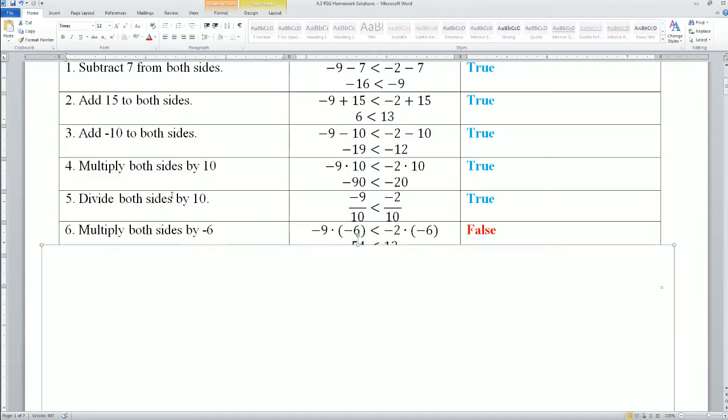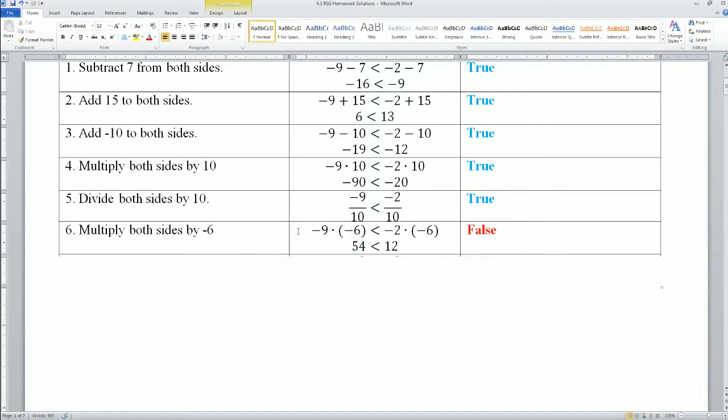Number 6. You're going to multiply both sides by -6. -9 times -6. -2 times -6. What do you get? -9 times -6 is positive 54. On the right hand side, -2 times -6 gets you positive 12. Is 54 less than 12? That is false. 54 is not less than 12.